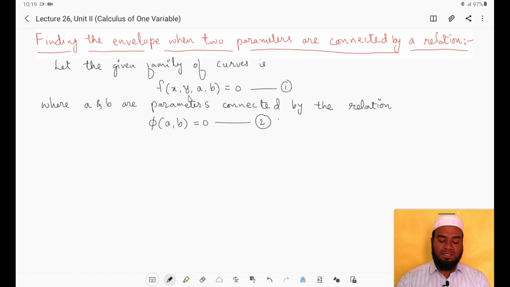In last class we have seen that if x, y and one parameter is given, then we used to differentiate the given family of curves with respect to the parameter, that is with respect to alpha. If alpha is the parameter, with respect to alpha partially, then from those two equations we eliminated alpha to get the envelope. That was the procedure for finding the envelope. The same thing we have to do here, because a and b are parameters here.